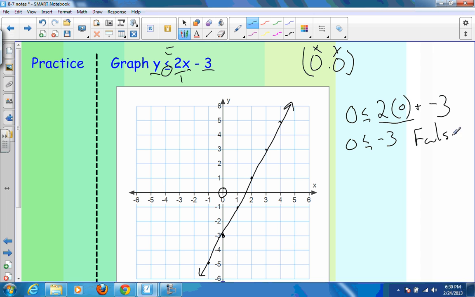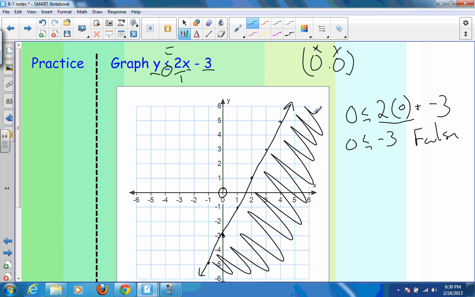All right. So when you get a false statement, that means 0, 0 is not a solution. So we shade the other side of the line. So we shade the side that does not have that solution. Okay. Couple of things about your test point. All right. If your test point, or if your line rather, let's say that I had graphed this line instead, all right, and that line goes through 0, 0.